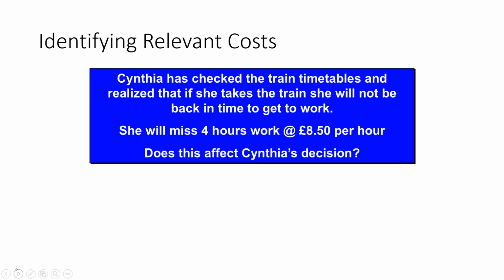However, Cynthia's now checked the train timetables, and she's realised that if she takes the train, she'll not be back in time to get to work. She misses 4 hours work at £8.50 per hour. So does this affect her decision? Well, what we have here is an opportunity cost. If she takes the train, she loses the opportunity to work 4 hours at £8.50 an hour. Now, opportunity costs are a relevant cost, so that needs now to be taken into consideration.